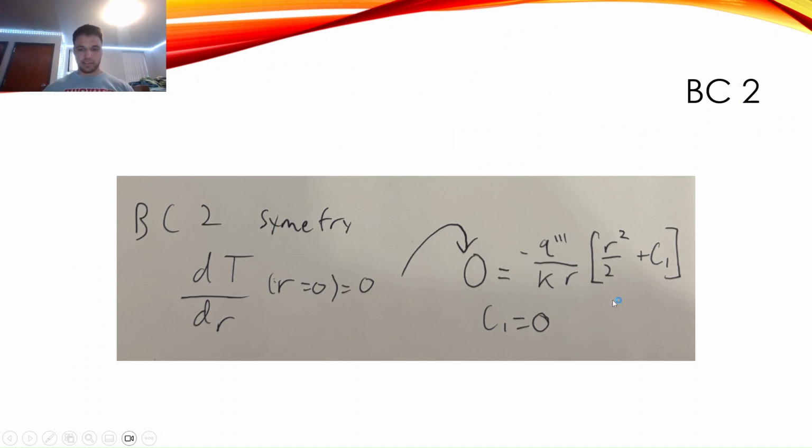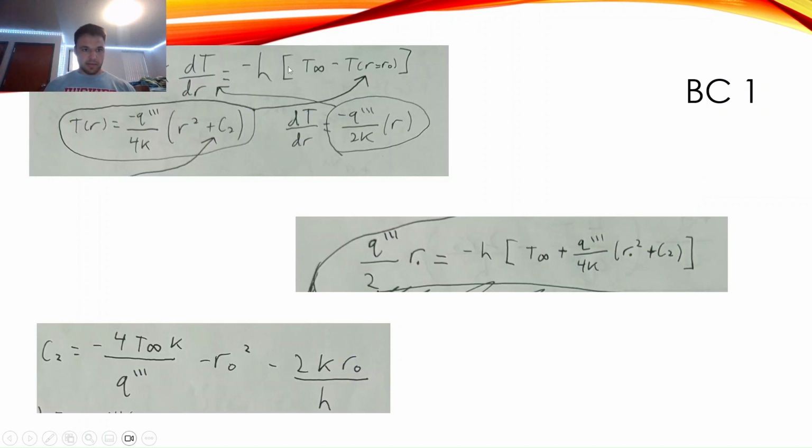This is going to help us solve for C1 equal to 0. And this dT/dr, we're going to use it from after the first integral of the heat conduction equation. We're going to plug in at 0, and we're going to get this, which is C1 equals 0. This helps simplify the problem.